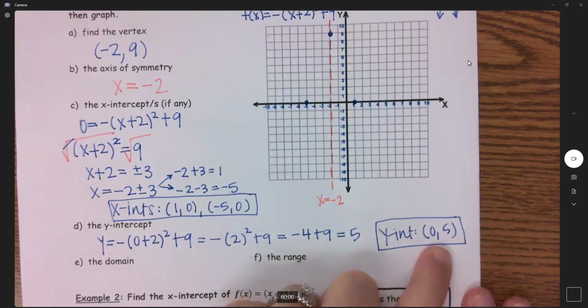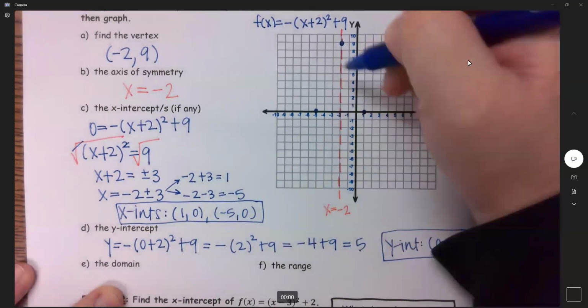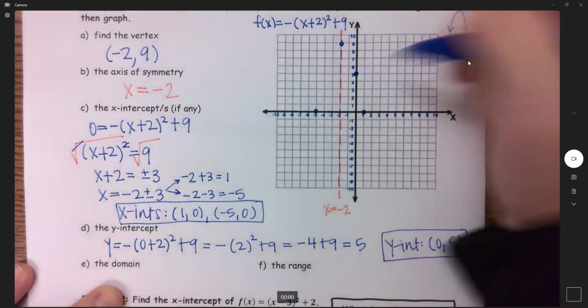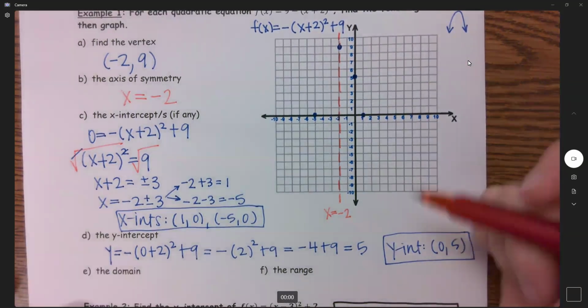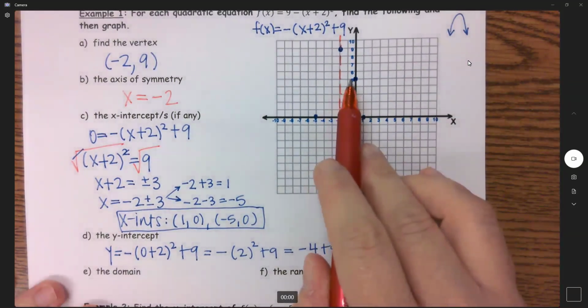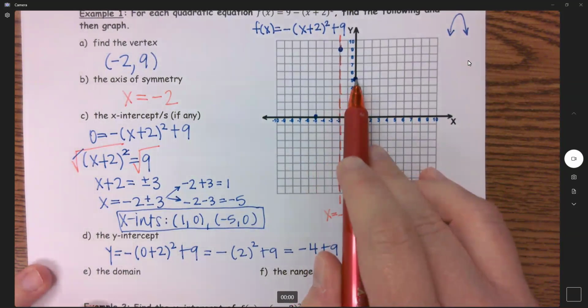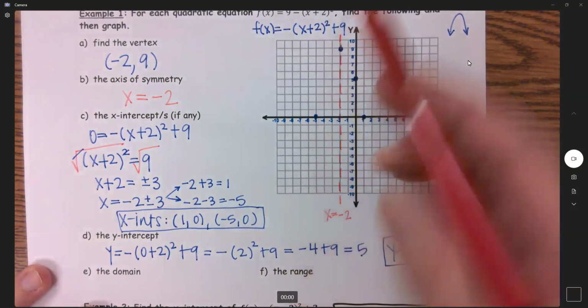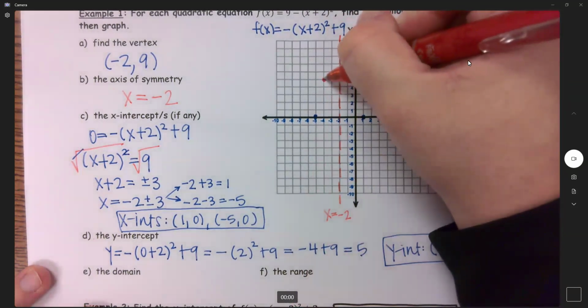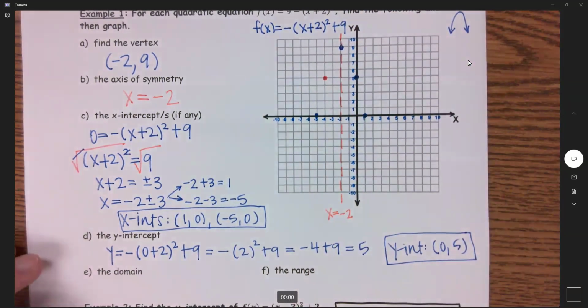So now I'm going to plot my y-intercept at 0, 5. And typically I like 5 points on my graph, and I only have 4. So I can add a 5th point by using this axis of symmetry with my y-intercept. If this y-intercept is 2 units away, I'm going to go 1, 2 units in the opposite direction, and that gives me my 5th point right there.